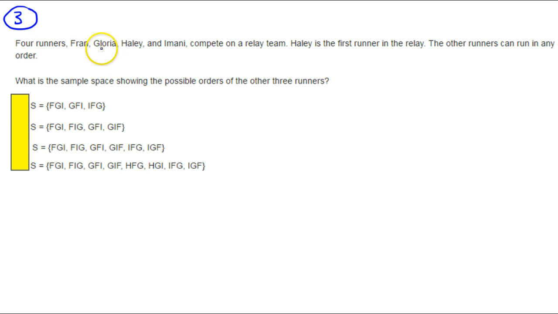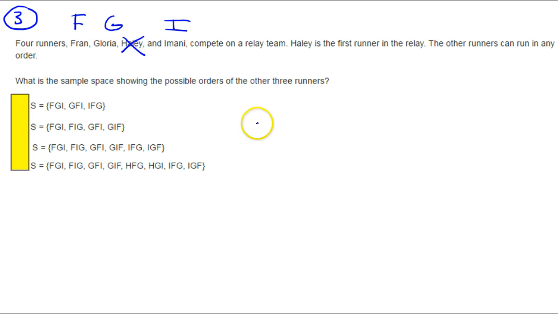4 runners, Fran, Gloria, Haley, and Imani, compete on a relay team. Haley is the first runner in the relay. The other runners can run in any order. What is the sample space showing the possible orders of the other 3 runners? Okay, so we know that Haley is the first runner, so that leaves Fran, Gloria, and Imani. So again, the sample space is just going to be a list of all of the possible orders of these remaining 3 people.